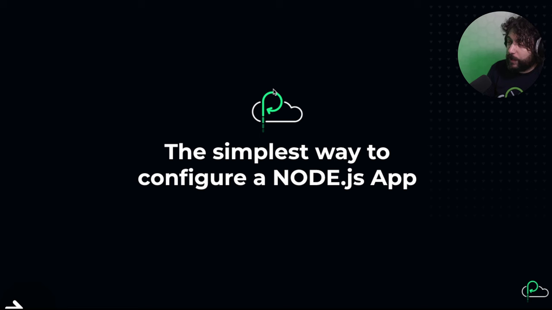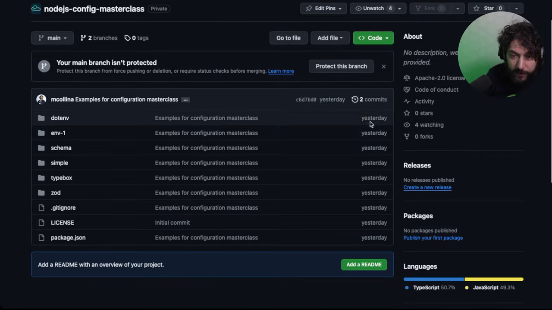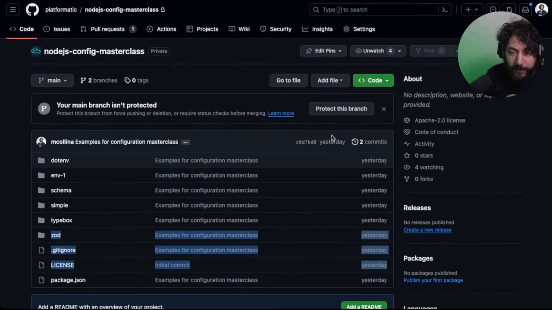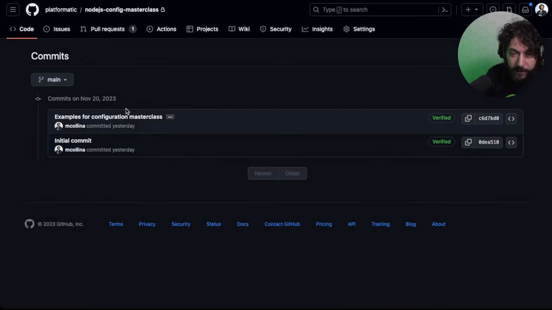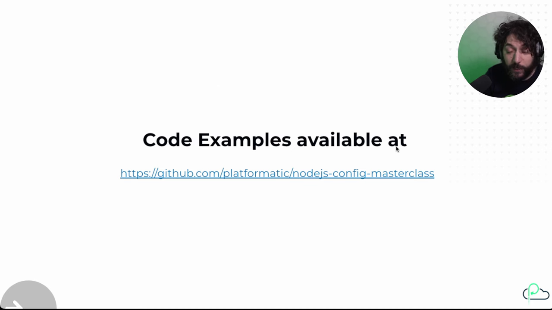Okay, let's talk about the simplest way to configure a Node.js app. By the way, all the code samples are in this repo, which I created, I think, yesterday. I pushed code yesterday, and it has two commits, done yesterday and yesterday. So you can see when I worked on this stuff. The code examples are available there, and let's take a look.